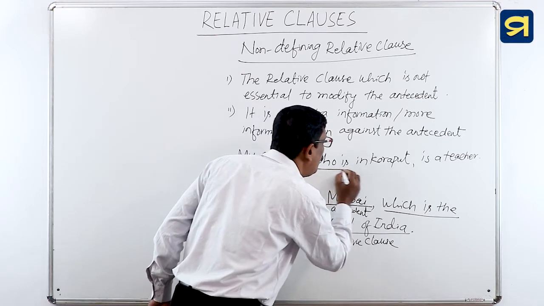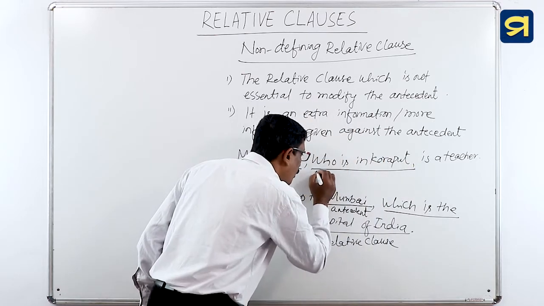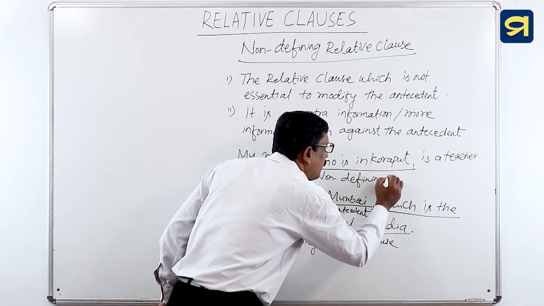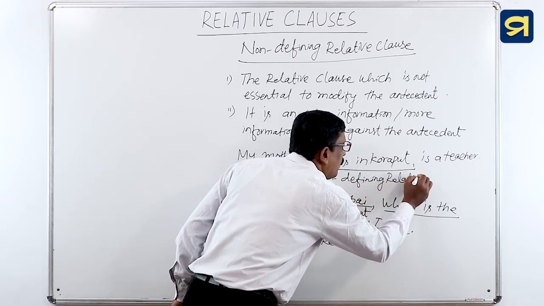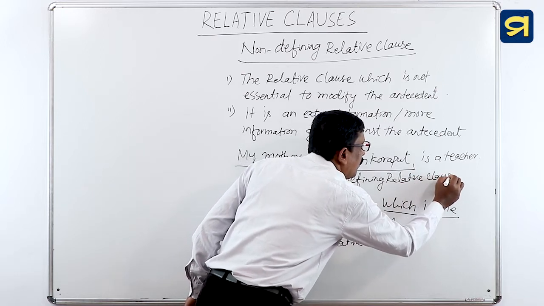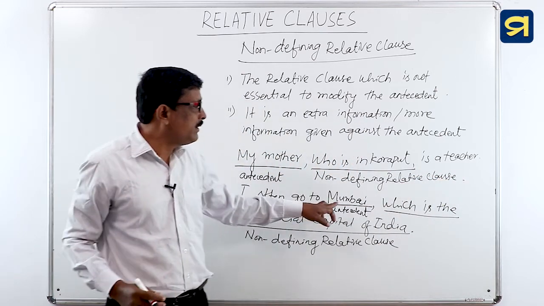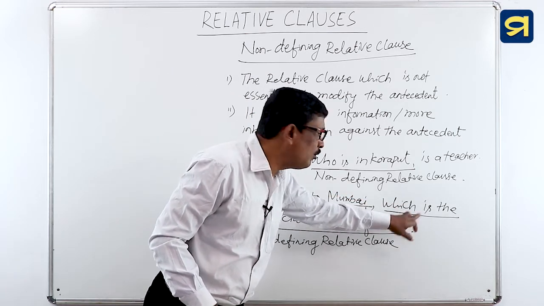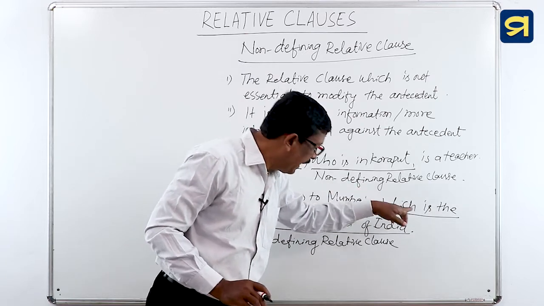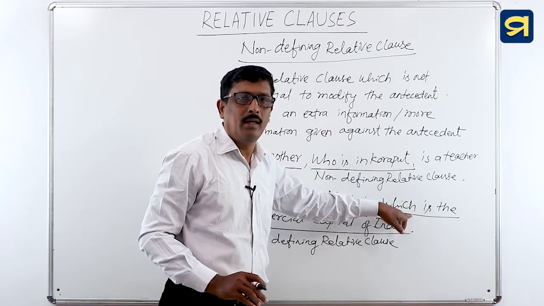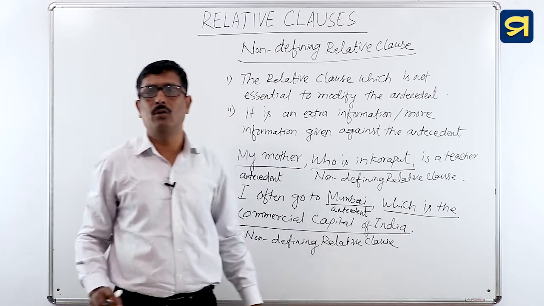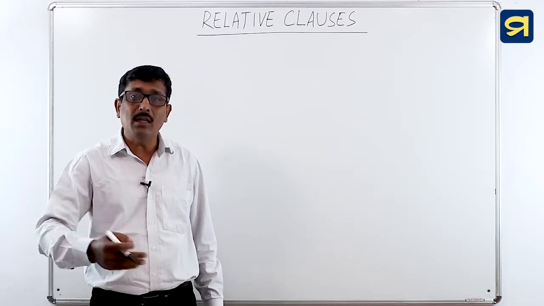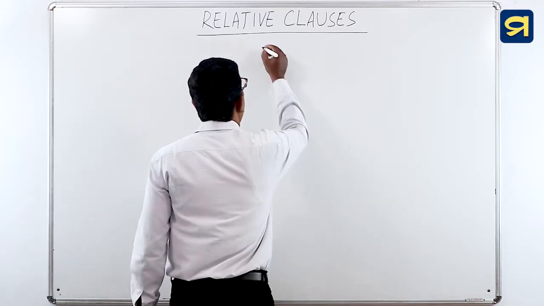And here who is in Koraput is also a non-defining relative clause. Here Mumbai is a known place. So the information is not essential to modify Mumbai. So it is an extra information. That's why this clause is a non-defining relative clause. Now we are going to discuss relative pronouns and their uses.